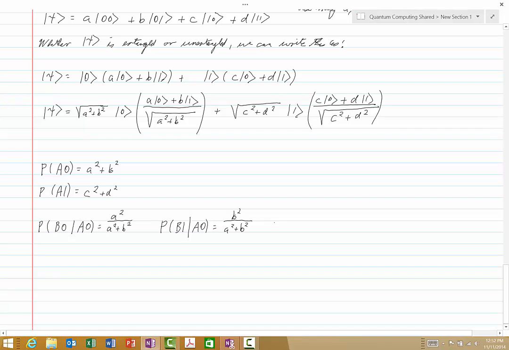The probability that Bob measures 0, given that Alice measures 1, is C squared over C squared plus D squared. And finally, the probability that Bob measures 1, given that Alice measures 1, is D squared over C squared plus D squared.